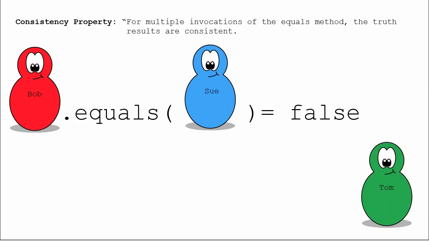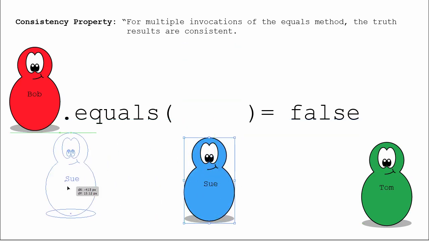The fourth part of the equals contract can be potentially confusing, but it's not a hard concept at all. It basically says for multiple invocations of the equals method, the truth results are consistent. So invocation means to invoke the method. So let's say the Bob object invokes the equals method on Sue, and let's say that this value turns out to be false. Now, the code produces the false value. The object Sue then goes along her merry way. The code continues to run.